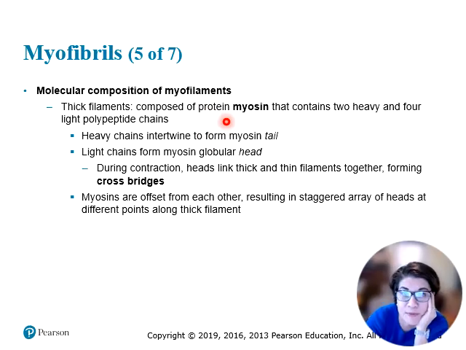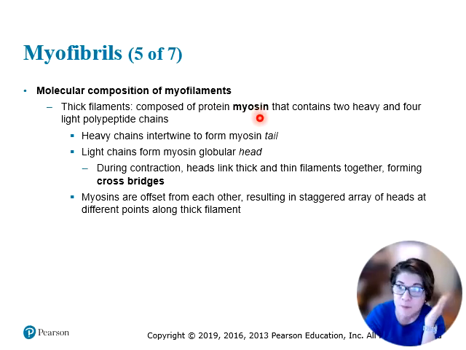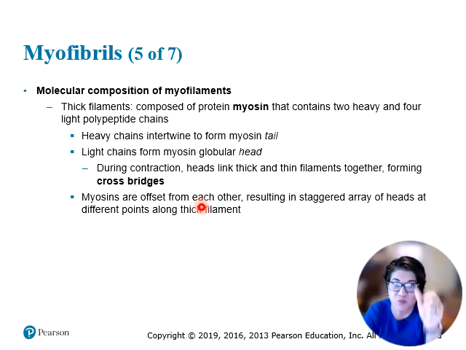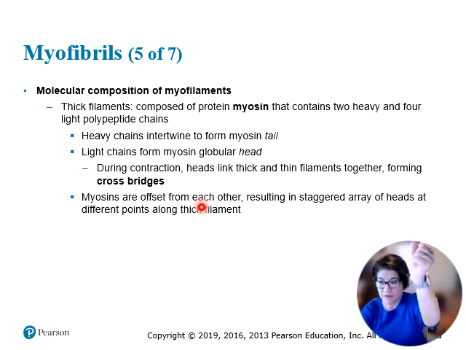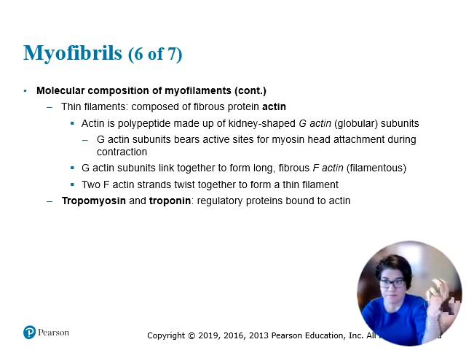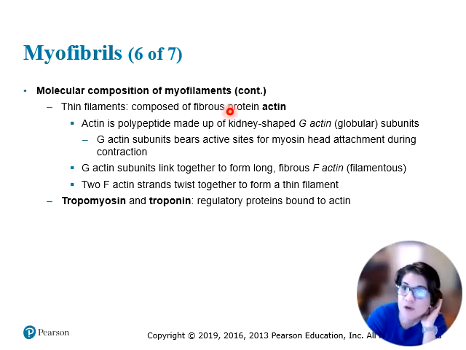Okay, so thick filaments are composed of myosin, and they have these little heads, and they form cross bridges with the actin. The cross bridge is where the little myosin head is grabbing the actin, and it's going to pull it in. That action is called a power stroke. And then when that myosin head goes back down, that requires ATP.